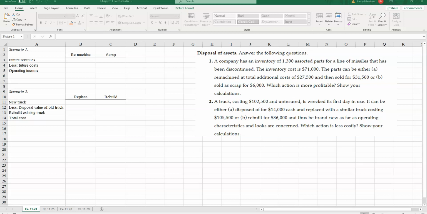Today we're doing an example at the end of Chapter 11, Decision Making and Relevant Information, and this is exercise 11-21 at the end of the chapter. So let's go ahead and take a look here.